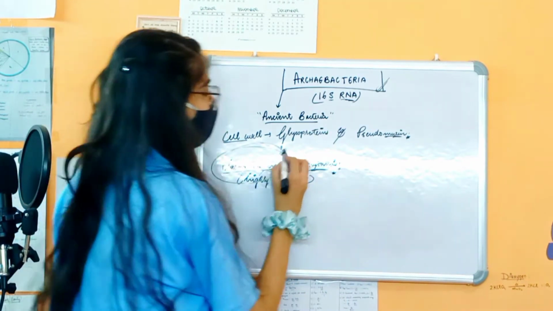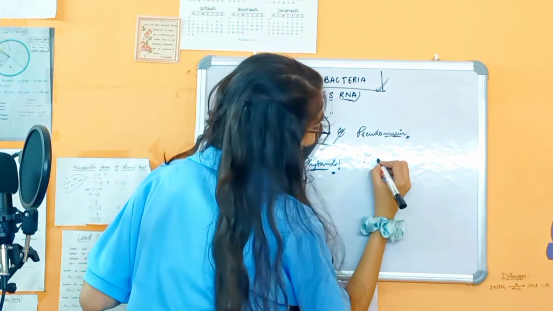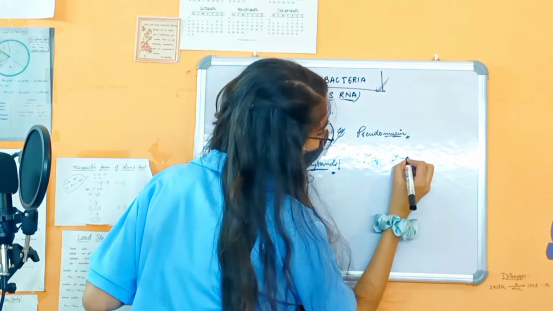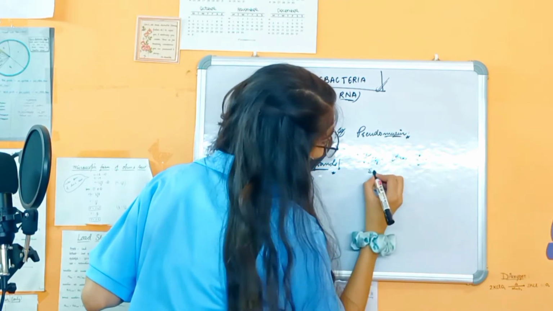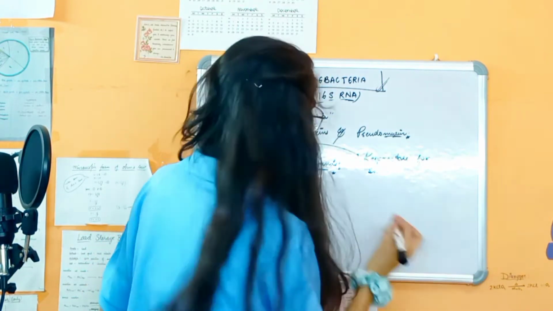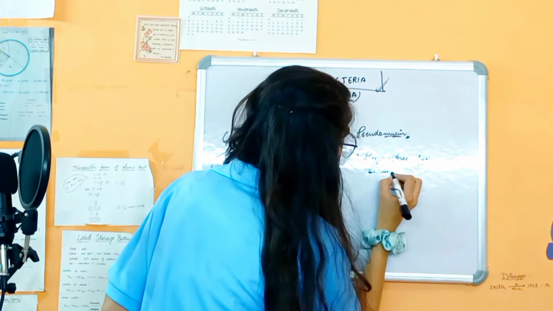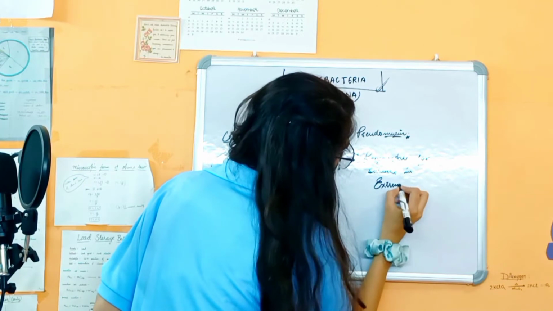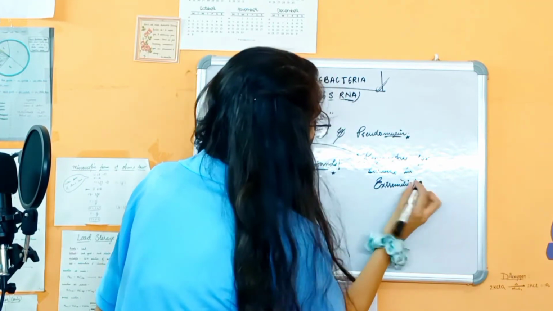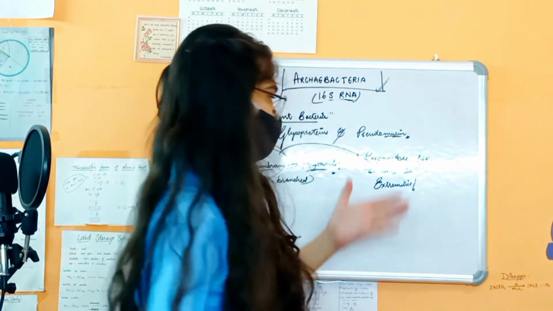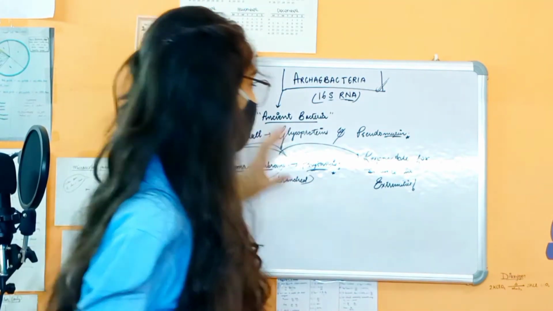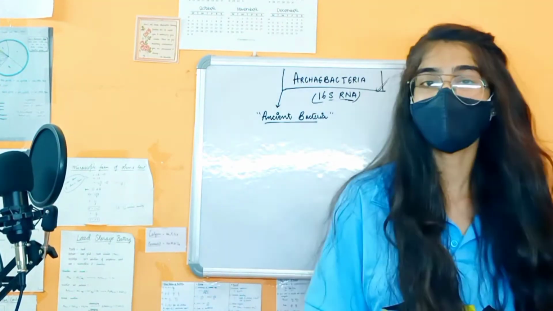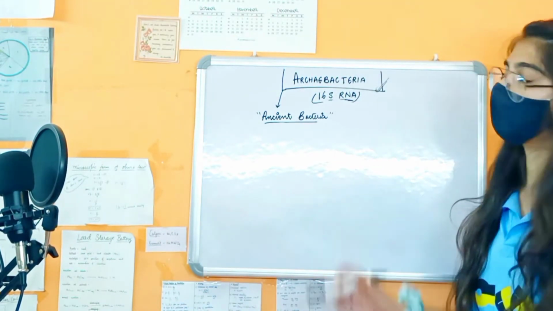This plasma membrane is responsible for survival in extremities, we can say. There we have the reason for survival of these archaebacteria. Okay, as I have told you, these archaebacteria are most survival.